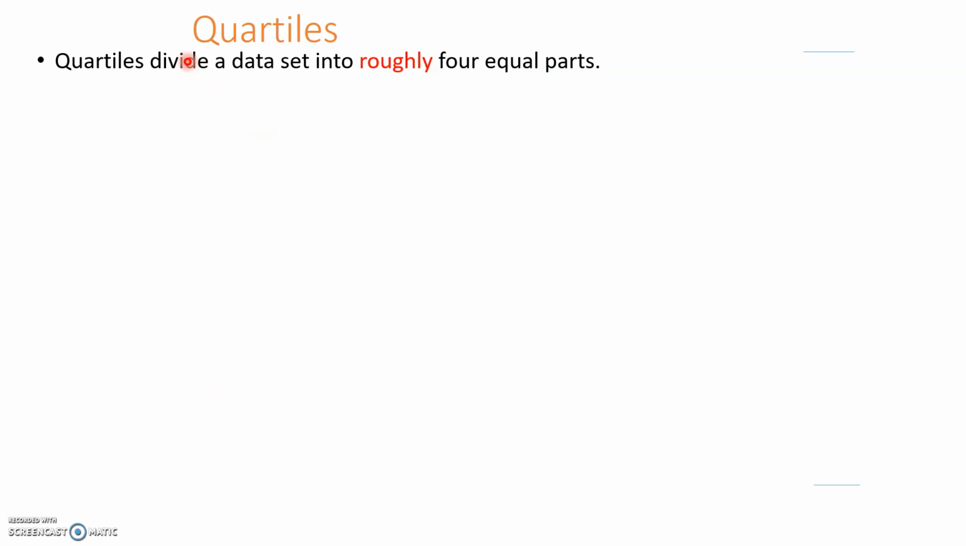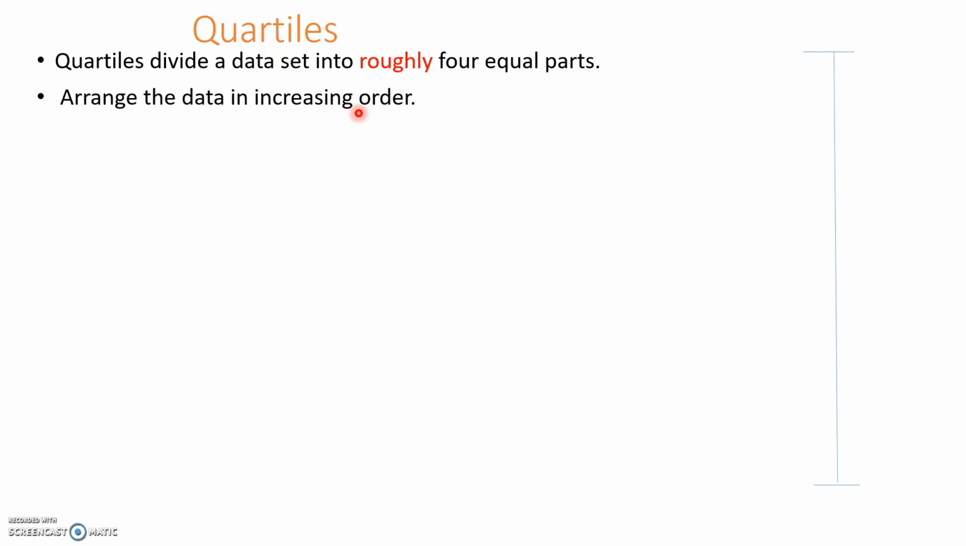What are quartiles? Quartiles are the values which divide our data set into roughly 4 equal parts, right? I hope you must have heard the word quartiles before, or at least the word quarter, as our dollar amount is divided into 4 equal parts. There are 4 quarters in a dollar. On a similar line, the quartiles are the values which divide our data set into roughly four equal parts.